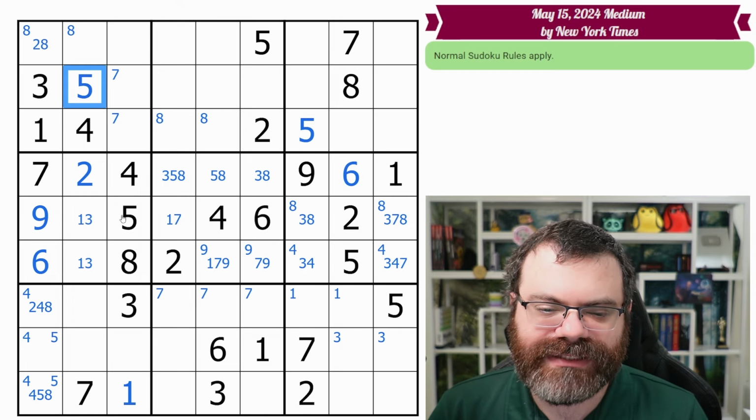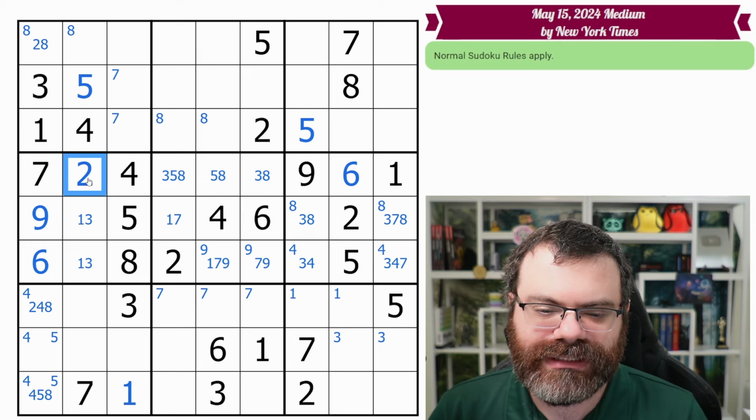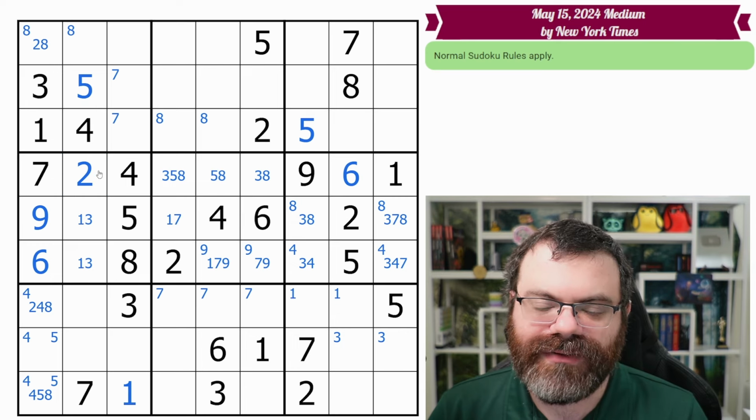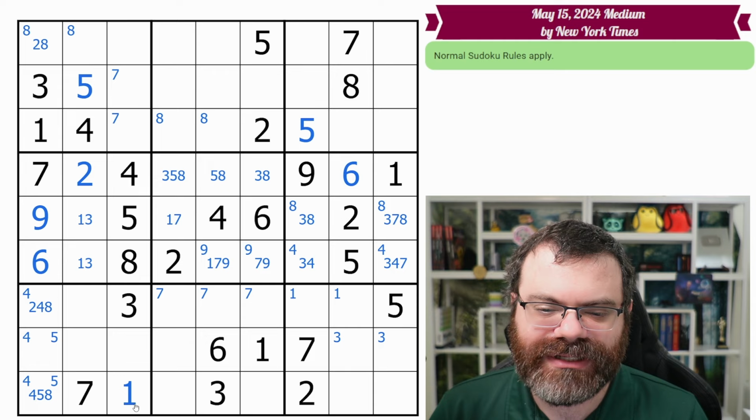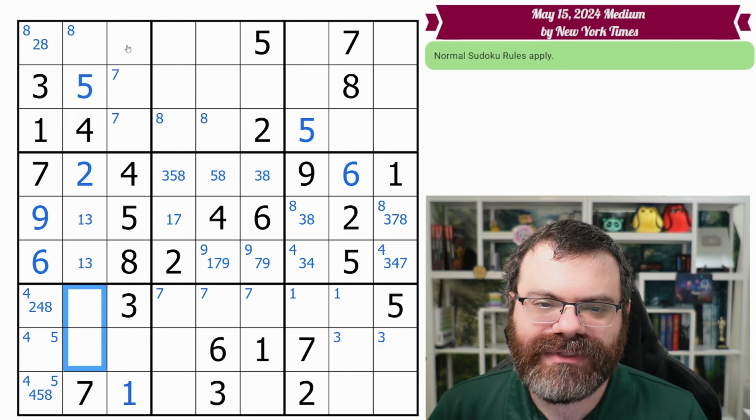I did place this 5. We have that. Did I place this 2? I don't think so. Not recently. I mean, I did place it, just not recently. This column is down to 3 digits.